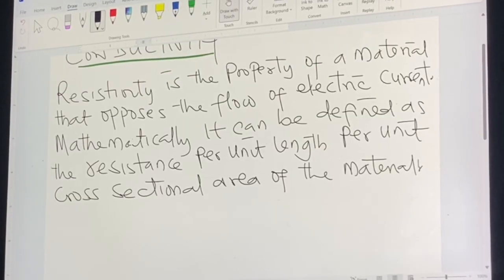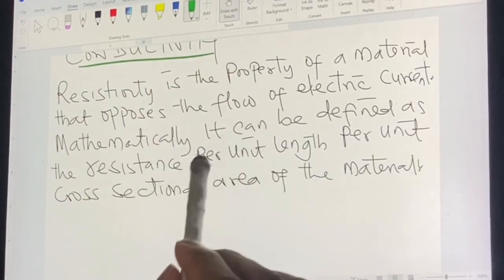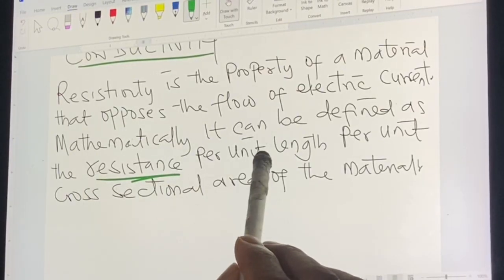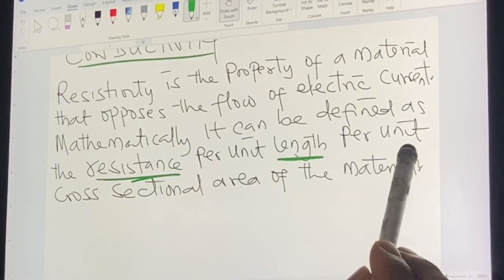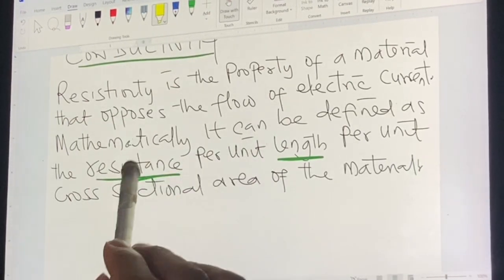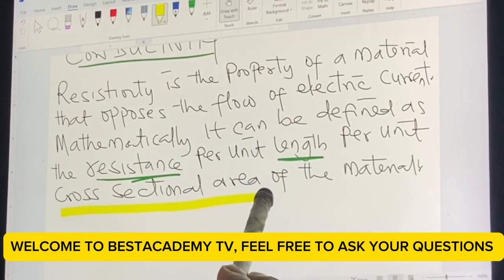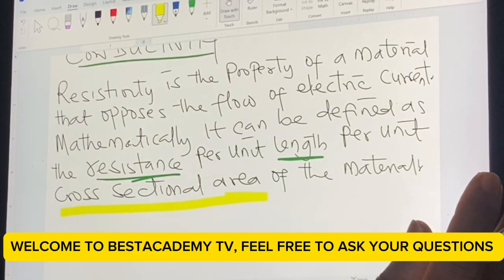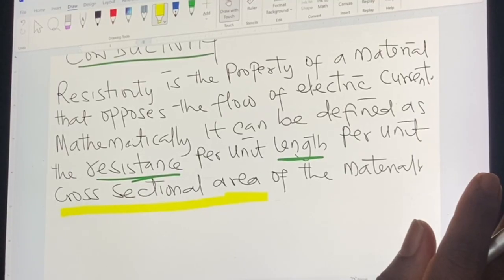Before we solve a question here on resistivity and conductivity, let's look into the mathematical definition of resistivity from the statement here: it is defined as the resistance per unit length per unit cross-sectional area. Please take note of that. And after then we can solve some questions on resistivity.